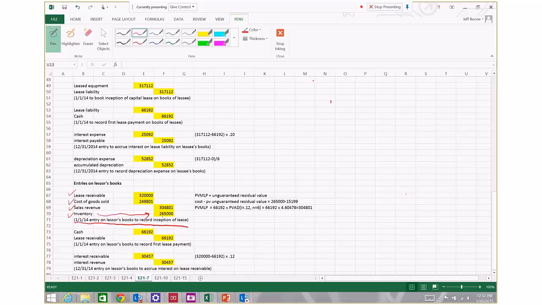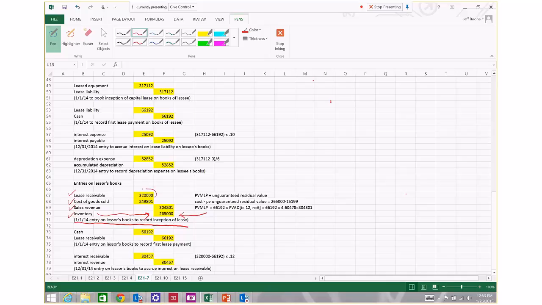So we're going to credit the inventory account for the cost of the asset in the accounting records of the lessor. And what the facts of the problem up above tell us is that the cost of that asset on the lessor's books was $265,000. So that's the amount we're going to credit inventory for.